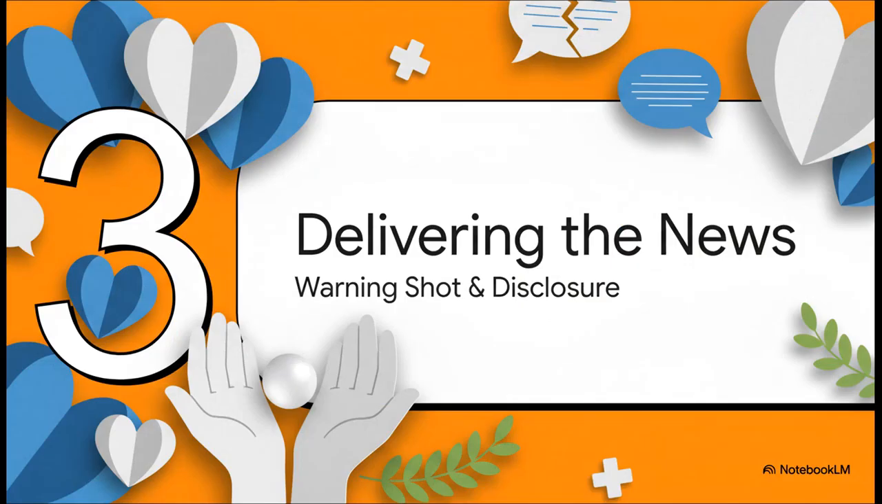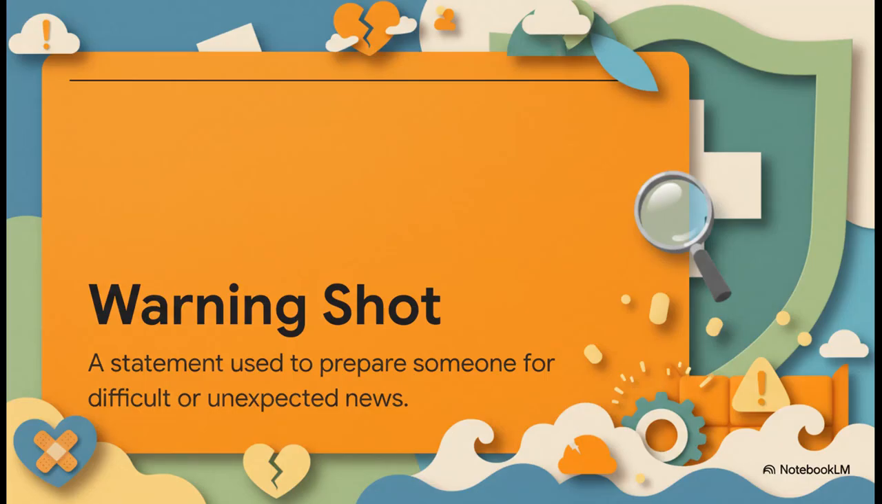Stage 3. This is the big one, delivering the difficult news. You need a specific approach here to make sure you do it with empathy and total clarity. So let's talk about the warning shot. This is a communication tool you absolutely need in your toolkit. It's a short statement that gives the person a moment to brace themselves for what's coming. It softens the blow by signaling a shift in the conversation.